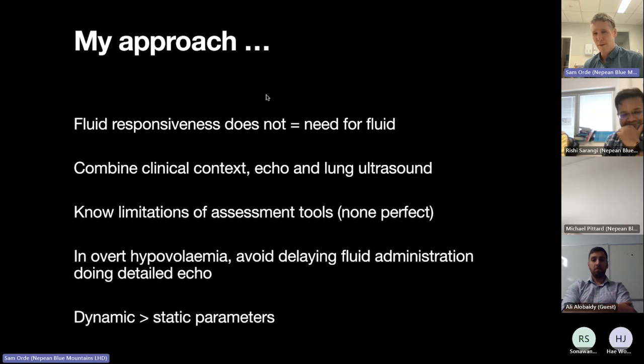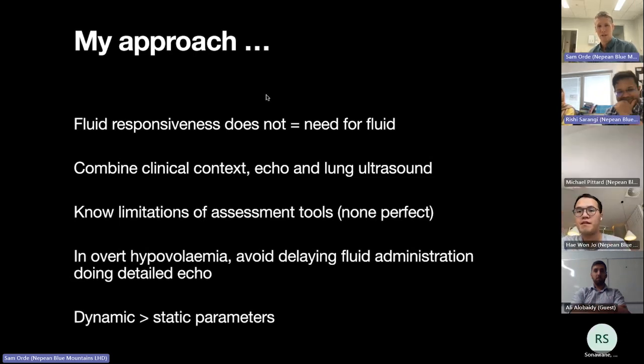More often than not, I find that echo and lung ultrasound are helping tell me when not to give fluids, not when to give fluids. But there is some evidence, particularly for dynamic parameters, that echo can help predict fluid responsiveness. In my experience, I think echo is probably more useful when to stop giving fluids, as I said. There are lots of limitations to these assessment tools. None of them are perfect, including echo and clinical exam, as of course you know. We'll go through a few of those as we talk through each parameter.